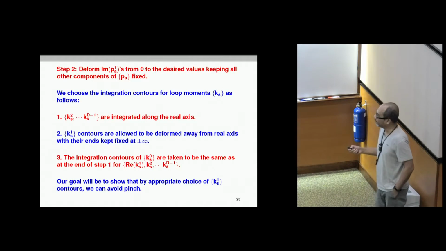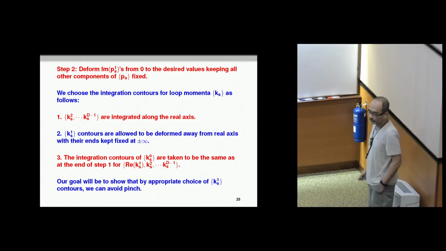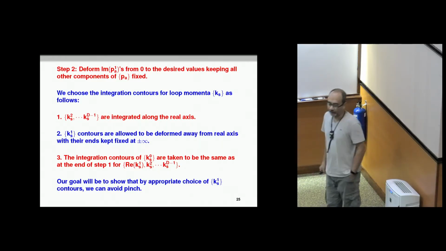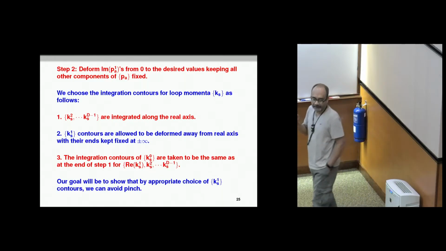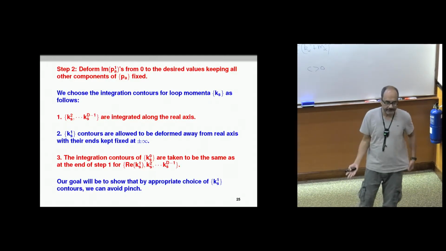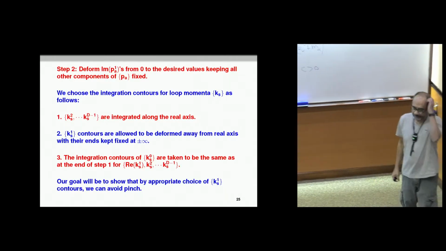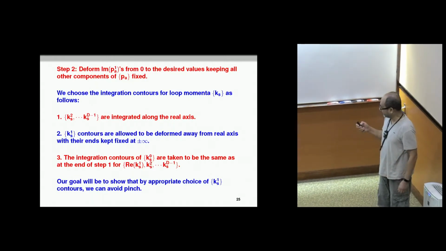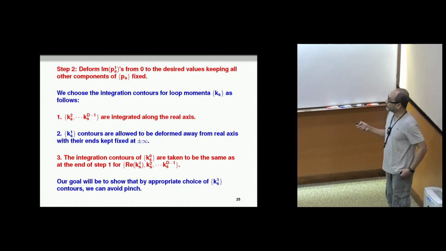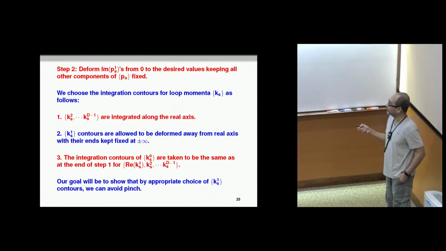And here is the non-trivial step: the integration contours of the K0s will be taken to be the same as the ones that we get at the end of step 1. You have already proven that at the end of step 1 there are some integration contours for the K0s which avoid singularities, which avoid pinches. We keep the K0 integration contours fixed at those positions. But of course, these contours depend on the other momenta, so we keep them fixed for fixed values of real K1 and K2 to KD minus 1.